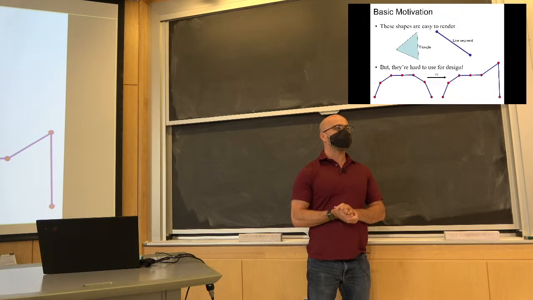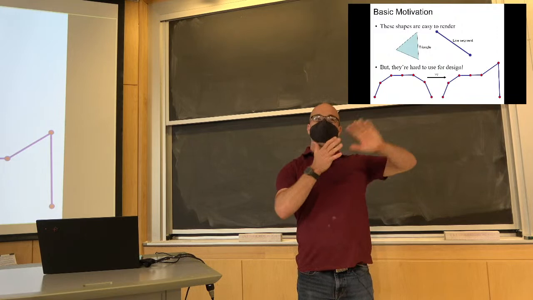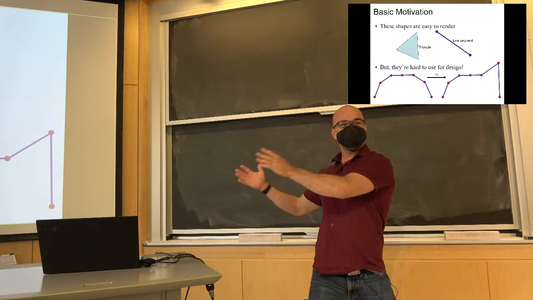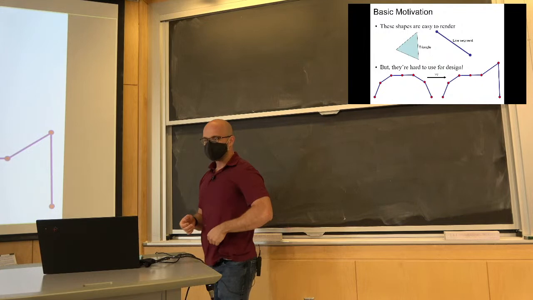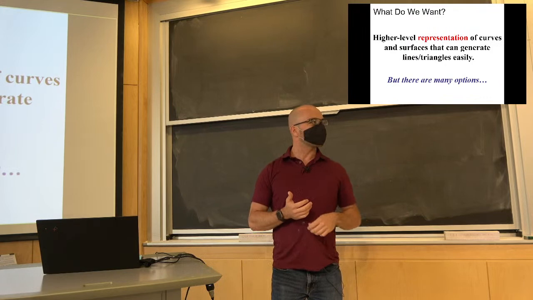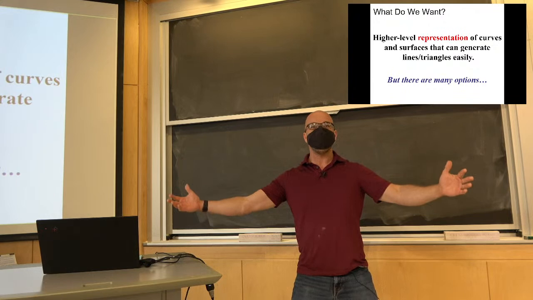And so this is our first example in graphics where there's the thing that we present to the end user, some nice high level description of a curve, and then there's the thing that's going on underneath the scenes, like a bunch of line segments. We're going to need some kind of graceful machinery to link between those two, right? That's the art of all of this stuff. So in other words, what we're really looking for is some higher level representation of curves and surfaces that we can use for modeling on the one hand, but on the other hand, we can still generate those lower level primitives like lines and triangles quite easily.